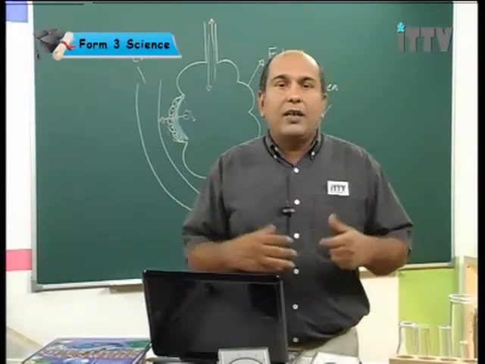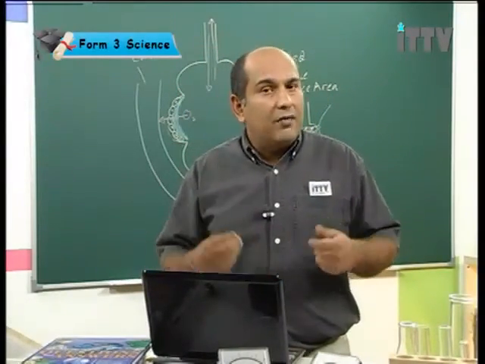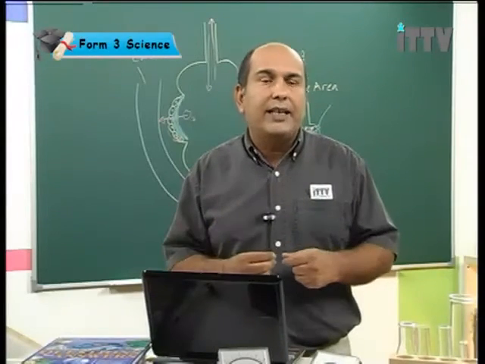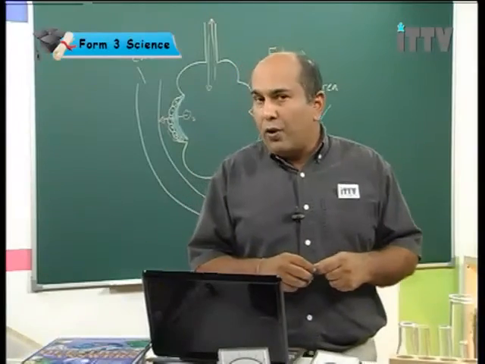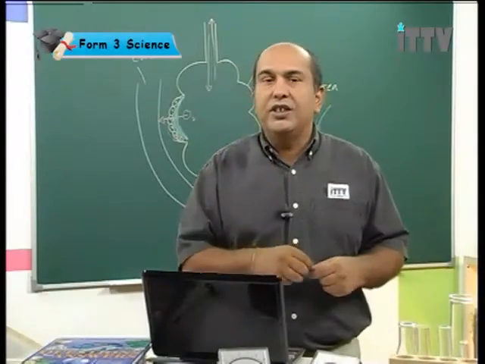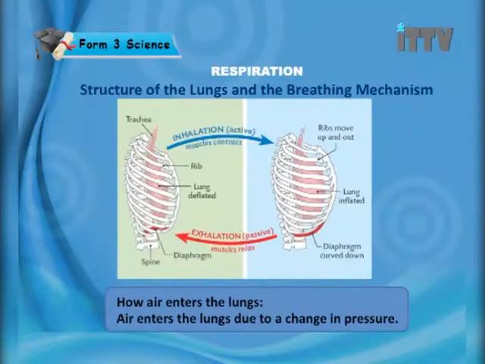So we've had a look at the thoracic cavity and the lungs. We've had a look at the alveolus and its special adaptations for gas exchange. Now let's have a look at the process by which oxygen or gas enters and leaves our lungs. How does air enter the lungs? Air enters the lungs due to a change in pressure.